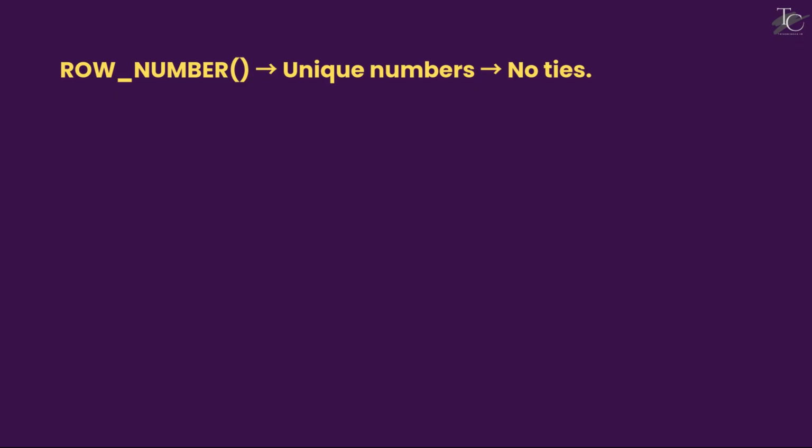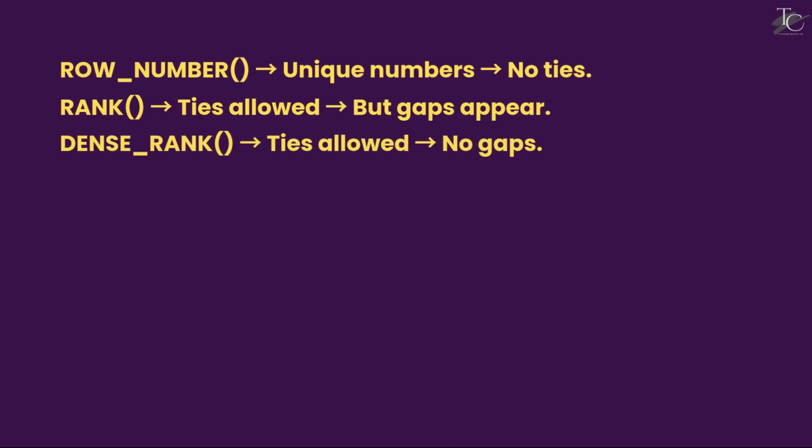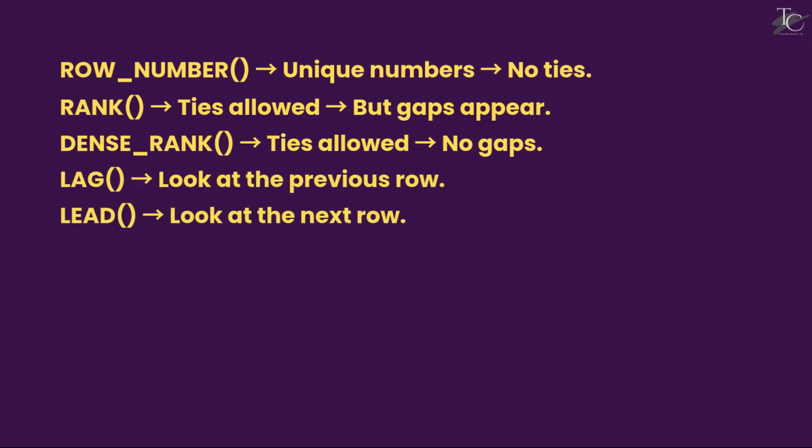Alright, quick recap. Row number: unique numbers, no ties. Rank: ties allowed, but gaps appear. Dense rank: ties allowed, no gaps. Lag: look at the previous row. Lead: look at the next row. If you are preparing for interviews, these five are absolutely essential.